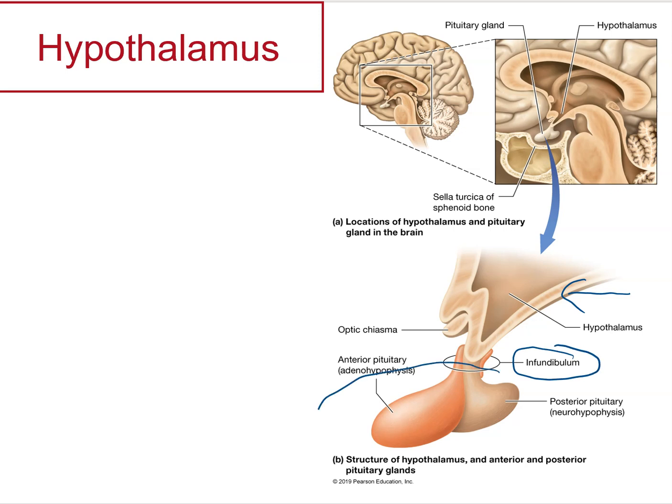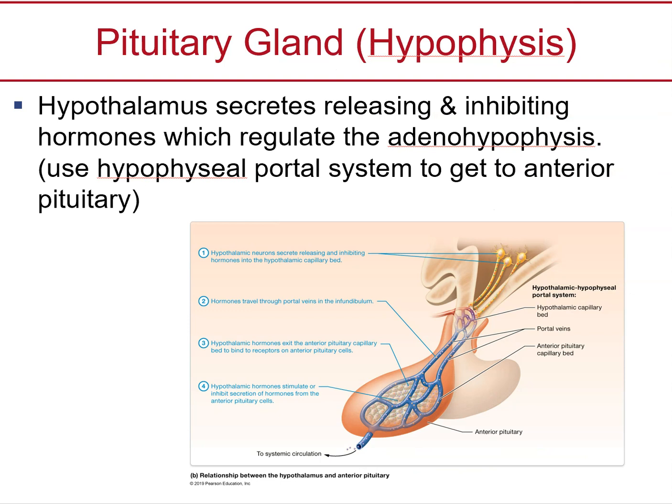The pituitary gland is about the size and shape of a pea, and you might remember that it was located in the sella turcica of the sphenoid bone. Now, the hypothalamus is going to release or secrete releasing and inhibiting hormones, and they all travel from the hypothalamus down to the anterior pituitary gland. So these are our first tropic hormones we'll be learning.